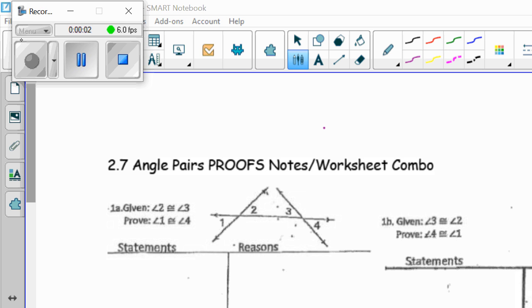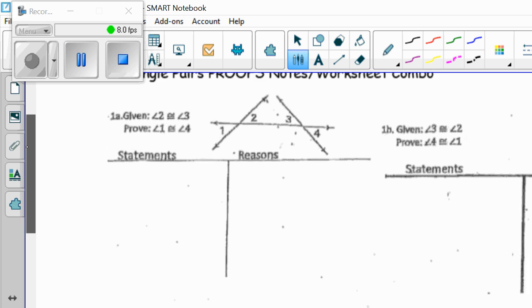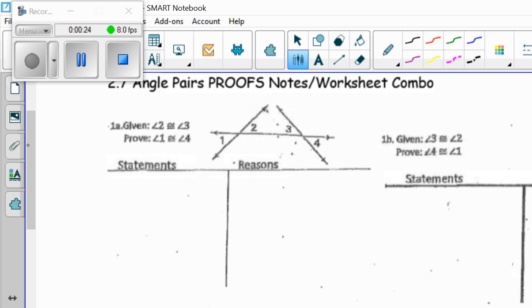Okay, so today in geometry, section 2.7, day 2, we're going to look at angle pair proofs. This worksheet is a combination of your notes and your homework, so we will do some of the proofs together, and then the ones that we don't do will be your homework assignment. So we're going to start out with number 1. We will work number 1A. 1B will be very similar to 1A.